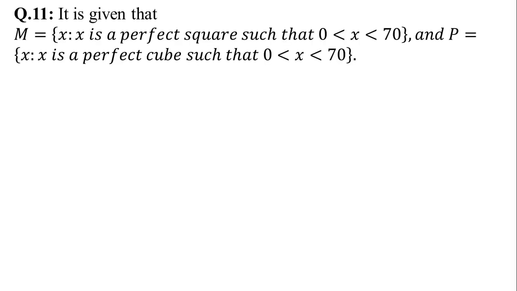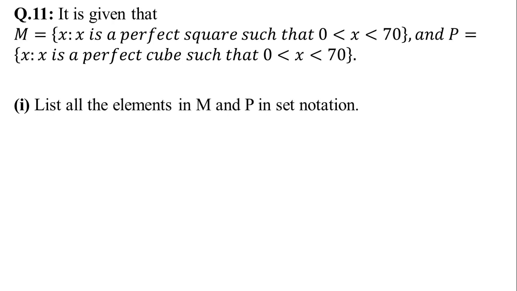In question number 11, it is given that M is equal to the set of x such that x is a perfect square, where x is less than 70 and greater than 0, and P is the set of x such that x is a perfect cube, where x is less than 70 and greater than 0. In the first part, list the elements of M and P.